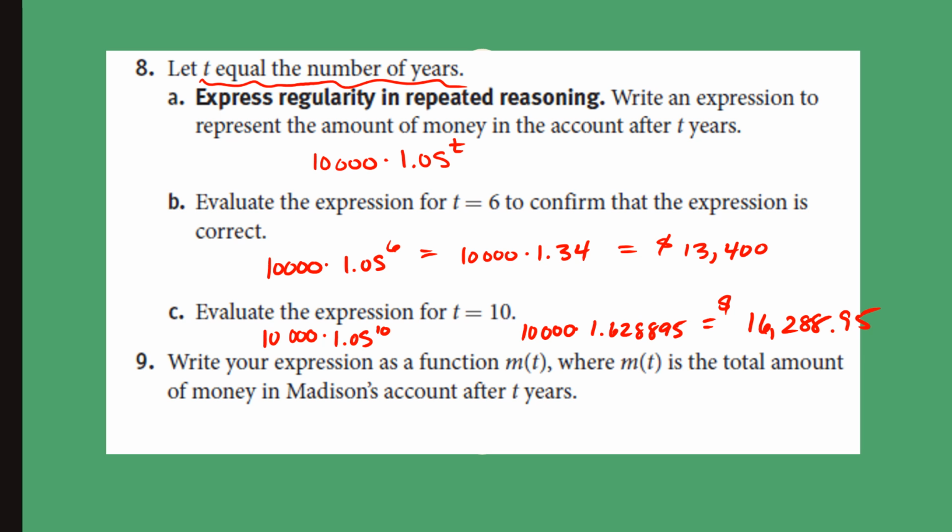So we want to now write our expression as a function. So let's take all this information we got here and put it in function notation. M of t is the total amount of money in the account after t years. So M of t is going to be, for this scenario, a starting amount of 10,000 times a growth factor of 1.05 for that 5% to the power of t, t being the number of years.